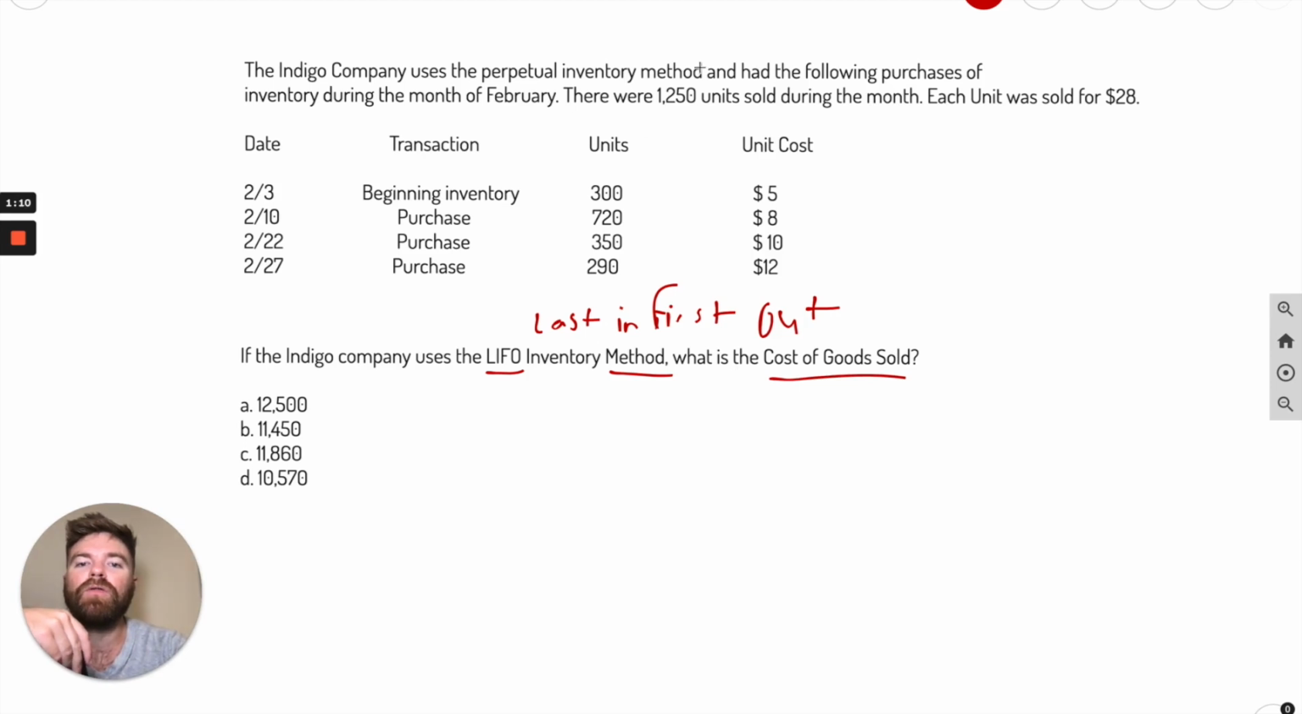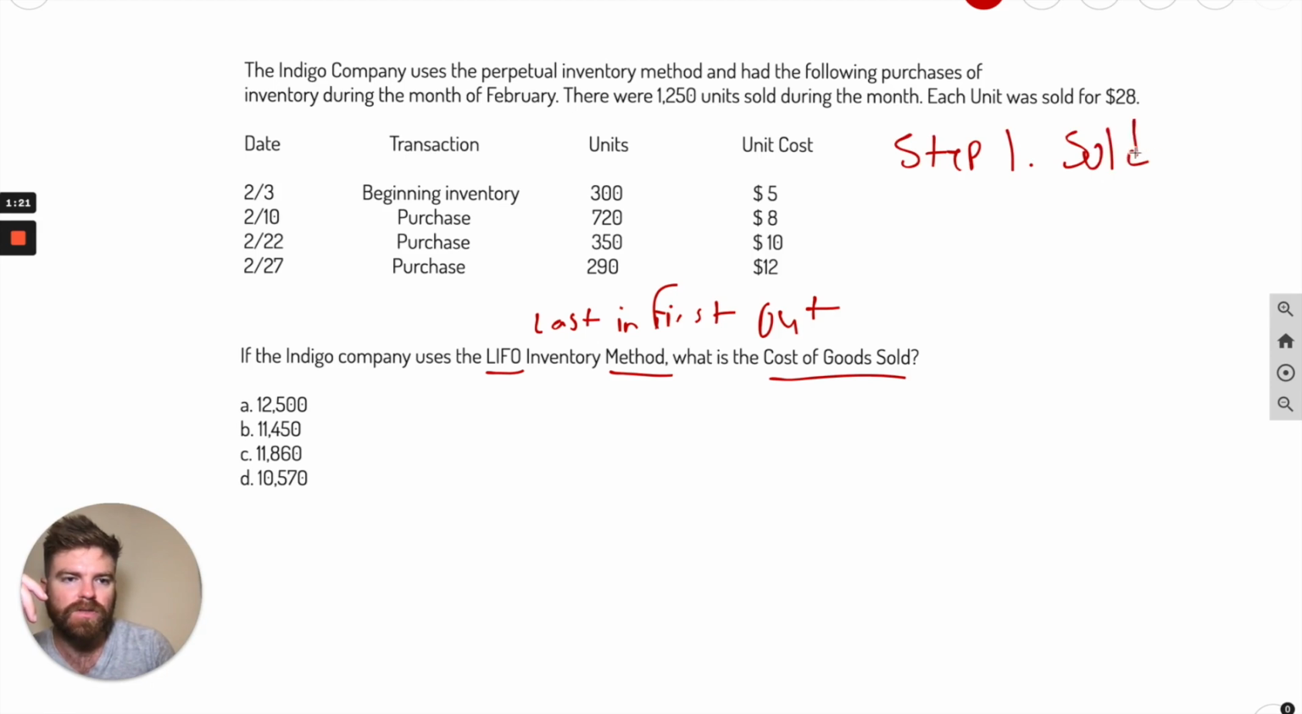So what we have to do is look first at how many units were sold. That's always step 1. Units sold. How many were sold? And if you see up here, it says there's 1,250 units sold. Another important part here is perpetual inventory, meaning it's always updating in real time. Now in this example, it's less important because we're at the very end of the month, the very end of February. And so we're just going to look back and find the cost of goods sold using LIFO.